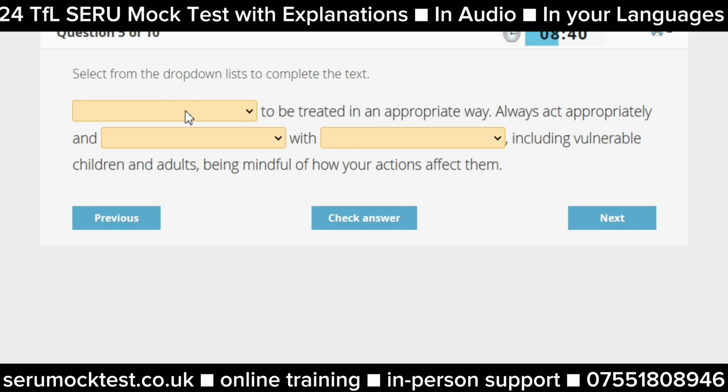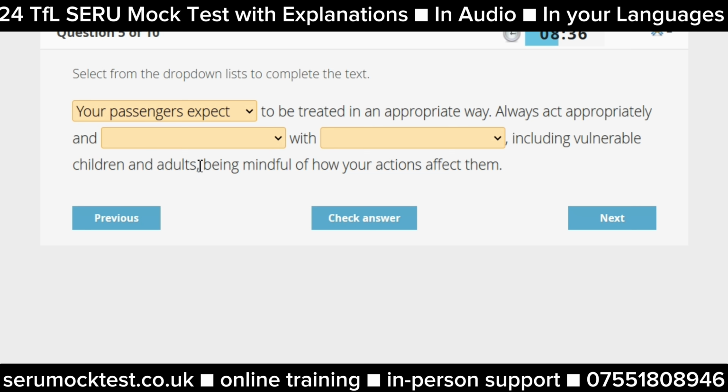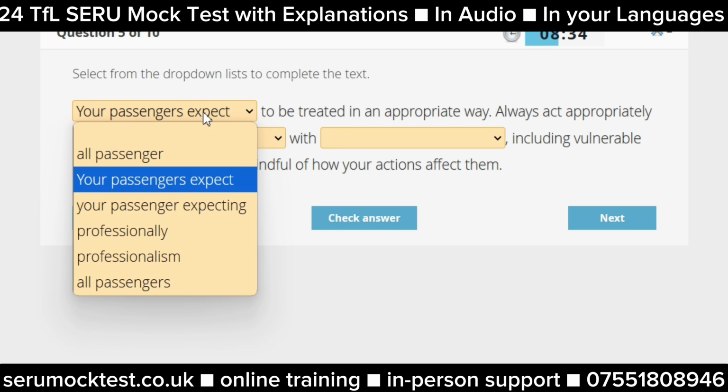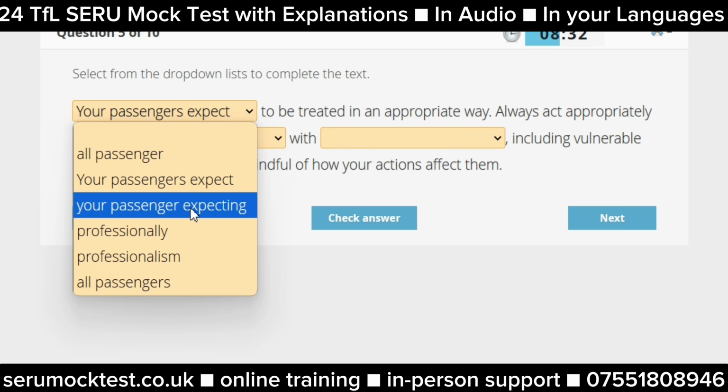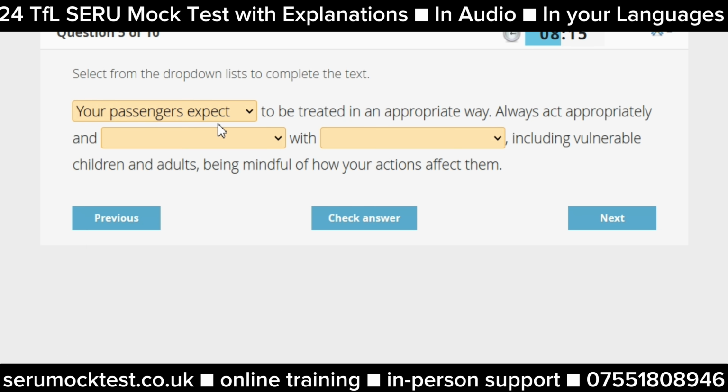Let's move on. Number 5. Again, beginning of the sentence: your passenger expects. So only one there, so you don't need to look anywhere else. And your passenger expecting, it doesn't make sense. If your passenger is expecting, you need to have a verb to be here. Your passenger is singular, so is here. Your passenger is expecting, and is also referring to an expectation as well.